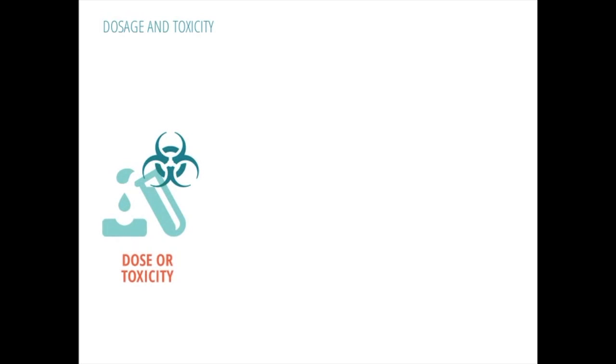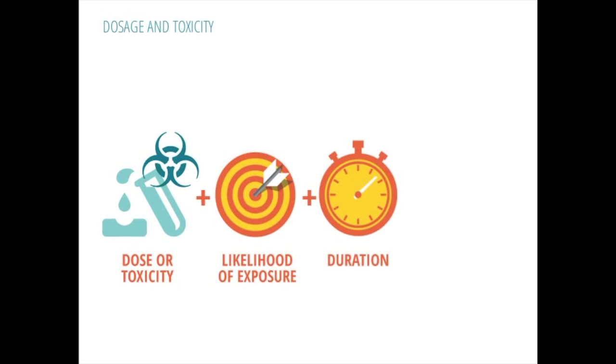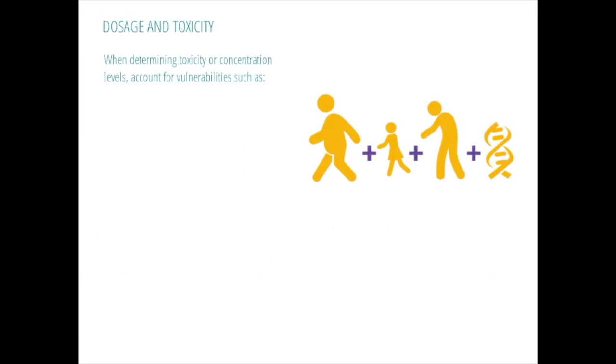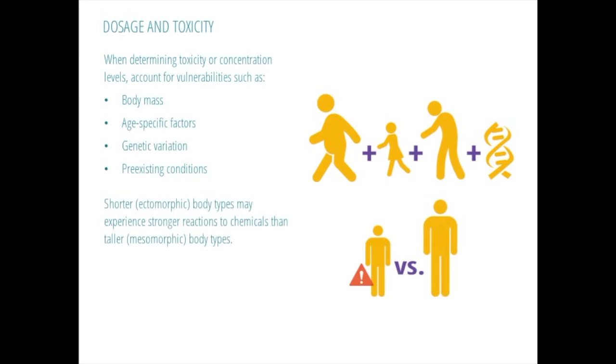Valid risk-based assessments combine information about the dose or toxicity with the likelihood of exposure and duration to quantify the probability that an adverse effect will result. When determining toxicity or concentration levels, it is imperative to account for vulnerabilities such as body mass, age-specific factors, genetic variation, and pre-existing conditions. Generally speaking, people who are shorter, ectomorphic body types may experience stronger reactions to chemicals than taller, mesomorphic body types. This is why it's especially important to consider the needs of the actual occupants of the space as much as possible.